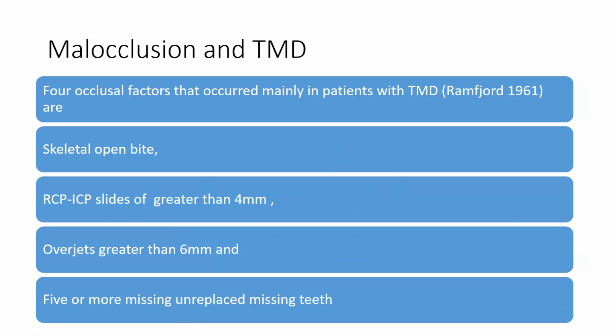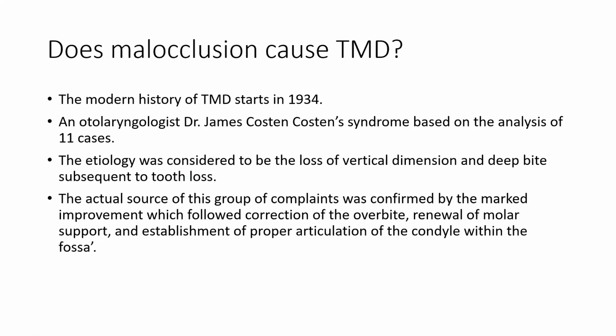And the malocclusion that could have an effect on temporomandibular disorders was summarized by Ramfjord et al. in 1961. They said that a skeletal open bite, a discrepancy between the retruded contact position and the intercuspal position of greater than 4 mm, an overjet greater than 6 mm, and one or more unreplaced missing teeth could cause temporomandibular disorders. So does malocclusion cause temporomandibular disorders?